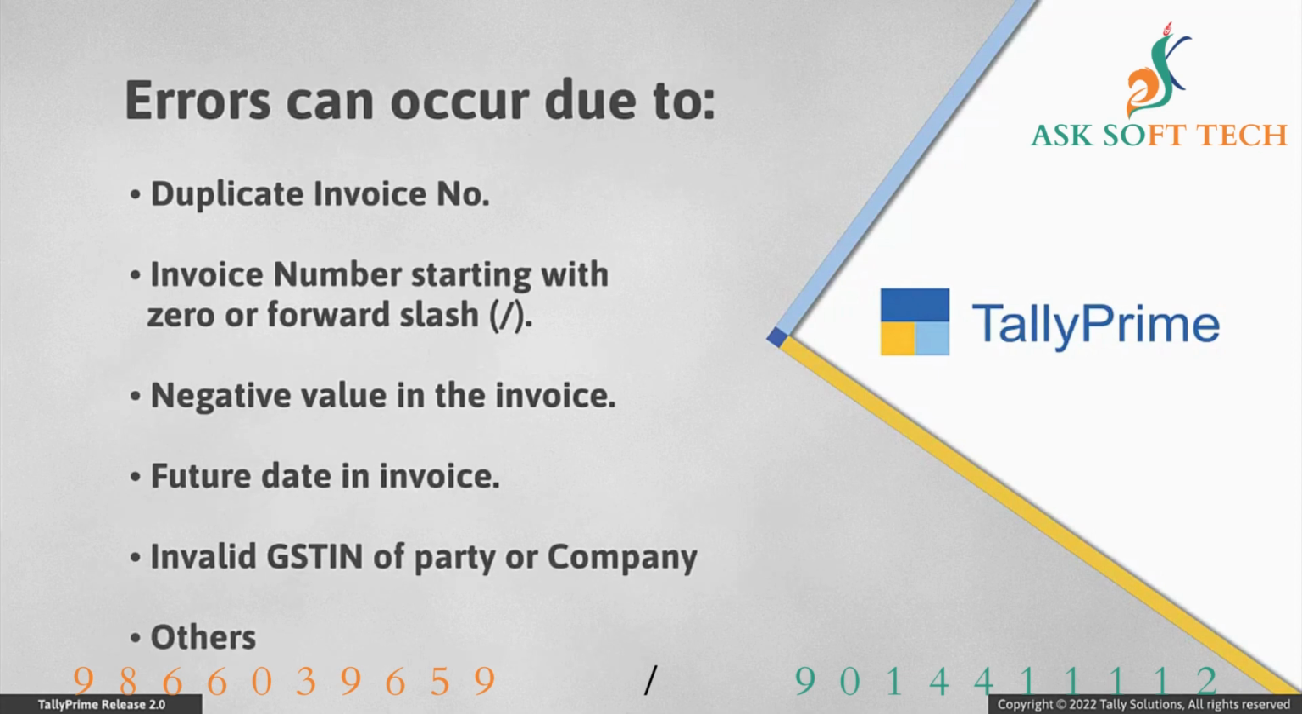Errors in e-invoicing can occur due to reasons such as use of a duplicate invoice number or an invoice number starting with 0, a negative value in the invoice, or a future date in the invoice. An error also occurs when the GSTIN of the party or company is invalid due to incorrect format, presence of special characters, or other such reasons.